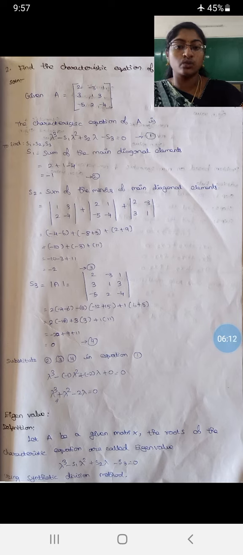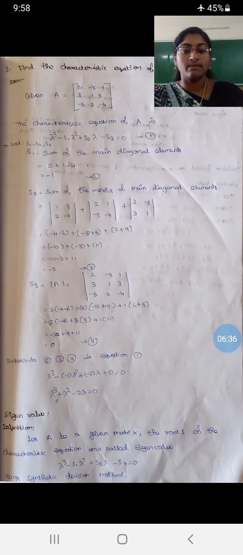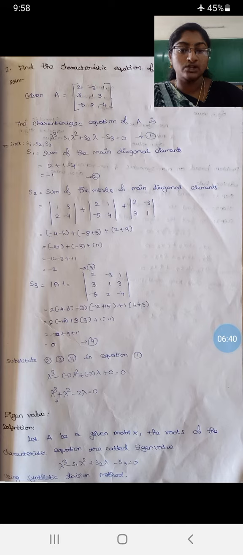So substitute S1, S2, S3, that is equation number 2, 3, 4 in first equation. See here, so lambda cube minus, there is minus in our formula, so minus the value of S1 is minus 1, plus next S2 is nothing but minus 2 lambda, minus S3. So the value of S3 is 0, just denote 0 here, equal to 0. By solving this, we get lambda cube plus lambda square minus 2 lambda equal to 0. This is how we find the characteristic equation.